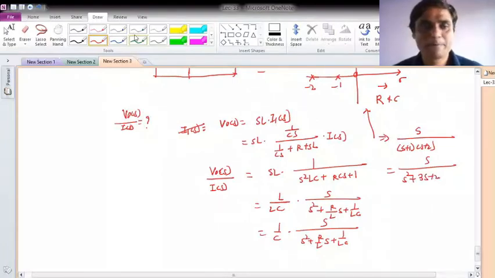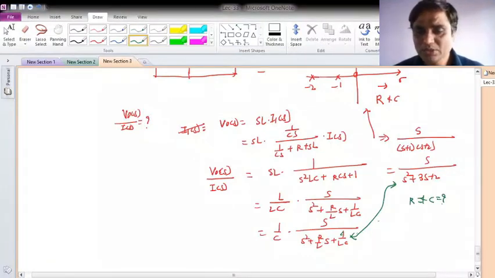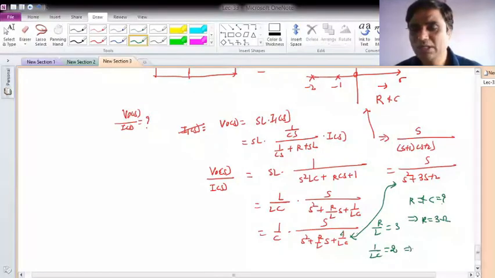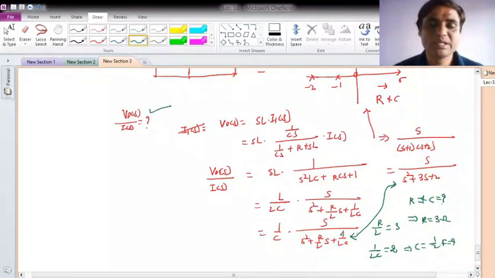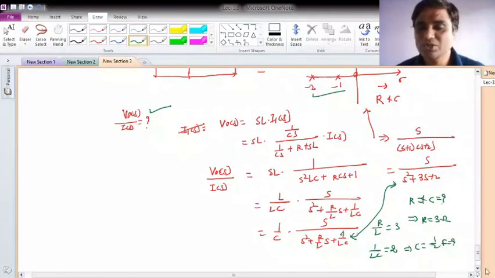So if you compare this denominator with the denominator which has been obtained, I have to find out the values of R and C. So R by L will be 3 and 1 over LC will be 2. L is given as 1 Henry, so R will be 3 ohm, and C will be 1 by 2 Farad. This way you can compute the network function, and you can also compute the values of R and C according to the locations of your poles.